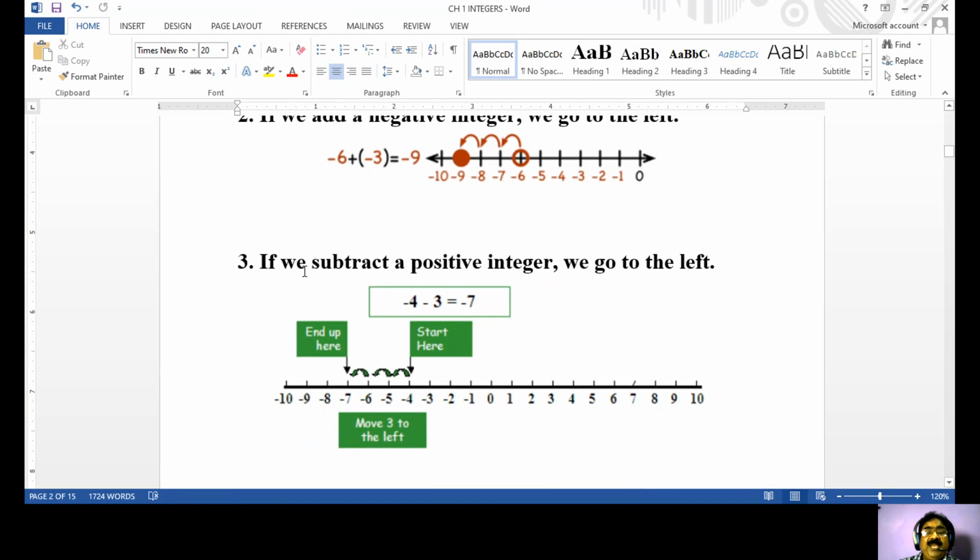Now, subtraction. If we subtract a positive integer, we go to the left side. First, we move 4 steps to the left: 1, 2, 3, 4, that is -4. After that, again 3 steps to the left side from -4: 1, 2, 3. Here the answer will be -7.